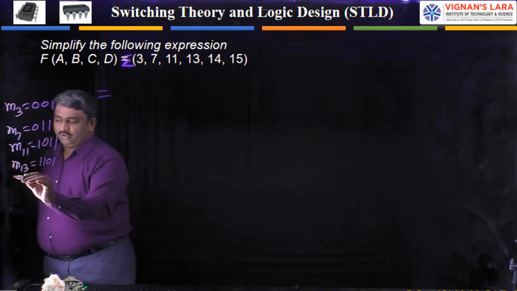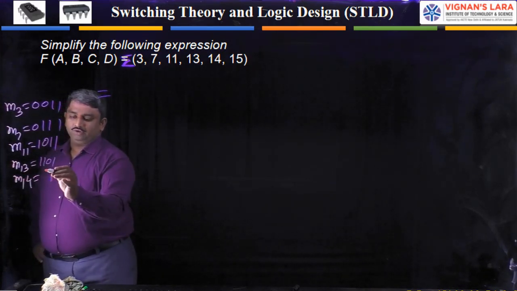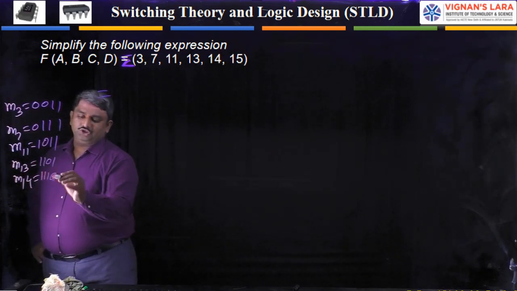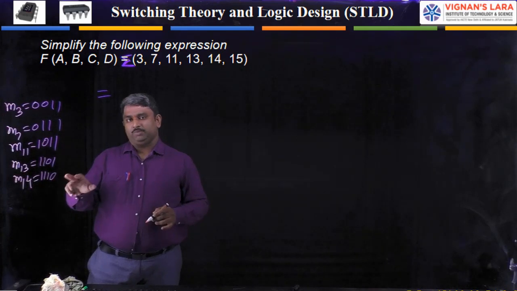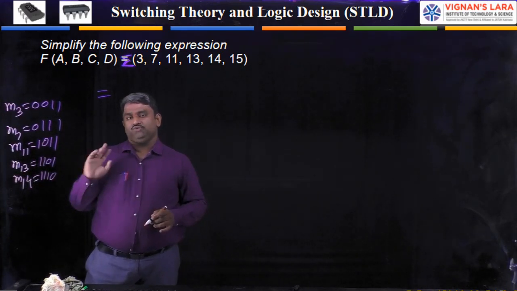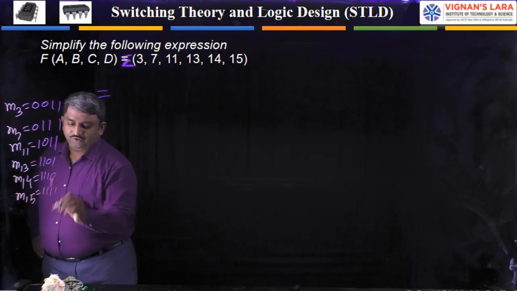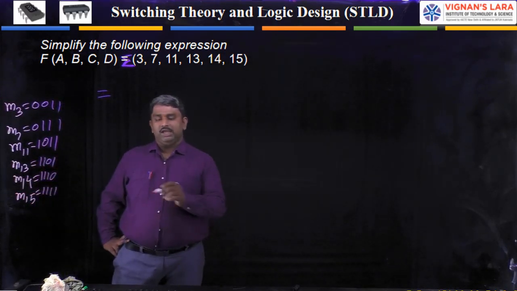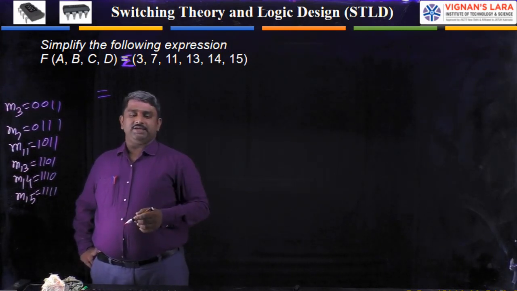Next, M14. The M14 value is equal to 1, 1, 1, 0, that is 8 plus 4 plus 2. 8 plus 4 is 12, 12 plus 2 is 14. M15 is equal to 1, 1, 1, 1. So these are the equivalent binary values. Now we have to write them down with A, B, C, D input variables.